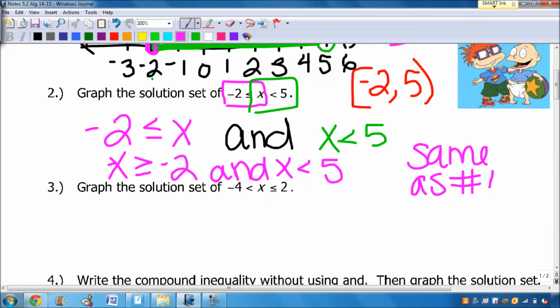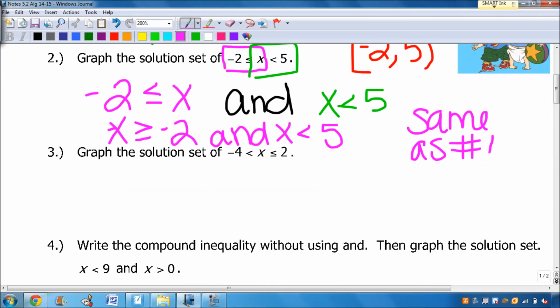All right, so now let's look at number 3. Graph the solution set of -4 is less than x is less than or equal to 2. So I'm going to split this up. The first inequality that I have is -4 is less than x. And then the second inequality that I have is that x is less than or equal to 2.